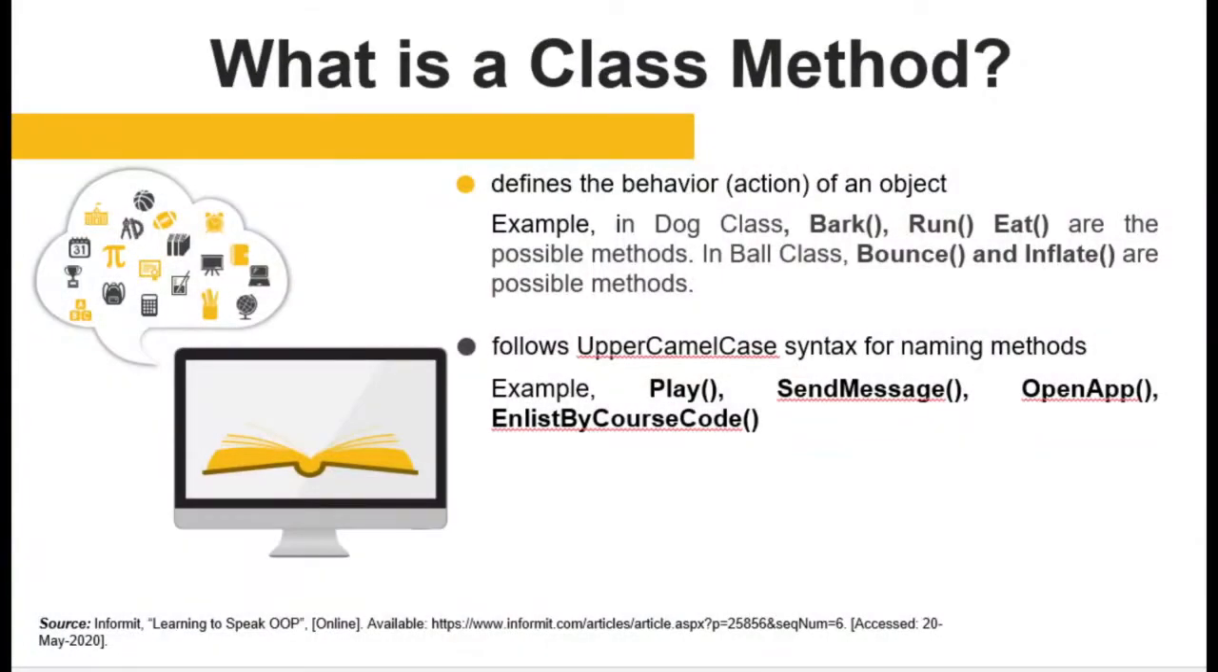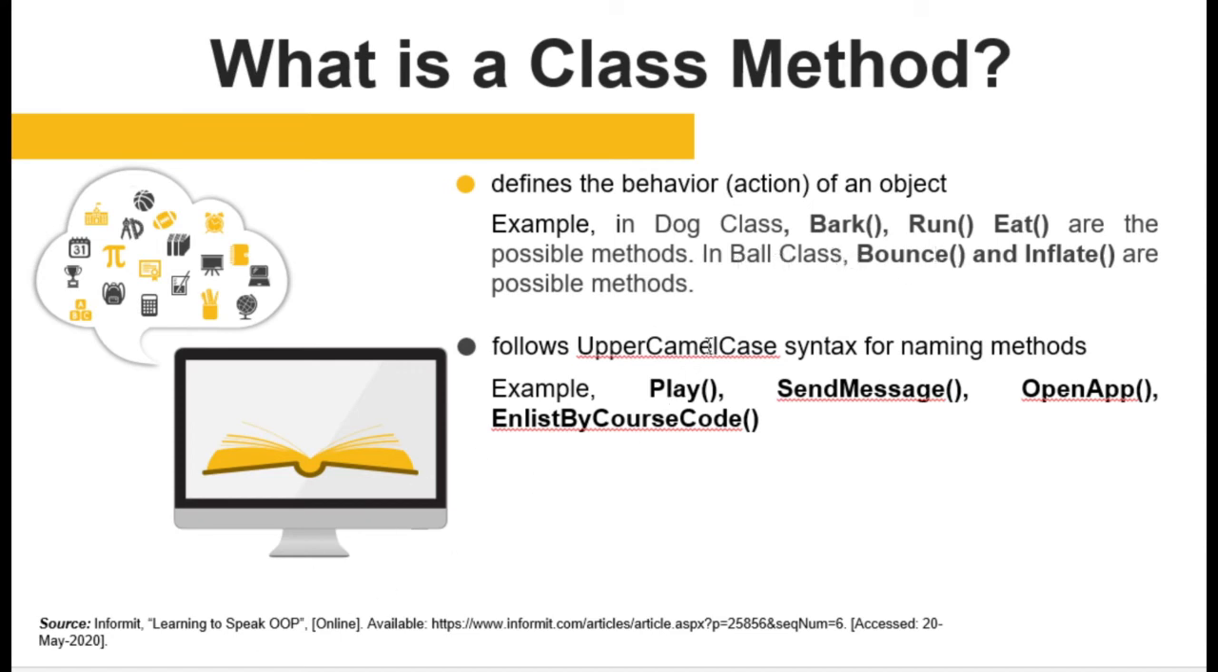What is a class method? A class method defines the behavior or action of an object. The behavior of an object is defined by its methods, which are the functions and subroutines defined within the object class. Without class methods, a class would simply be a structure. Example, in a dog class, we can define bark, run, eat, which are possible methods of the dog class. In a ball class, we can define bounce and inflate.